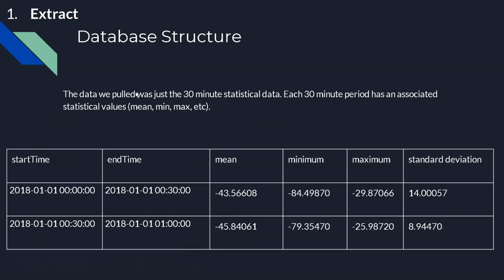We were only looking at the 30-minute data. Each 30-minute data has some associated statistical values: mean, minimum, maximum, and standard deviation. And then here's the time range for which those calculations were taken. We see this is January 1st, 2018 at 0 o'clock UTC all the way to 30 minutes UTC. That's just a sample of what a row would look like.